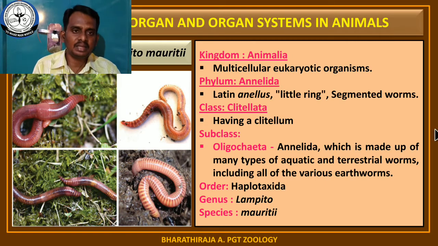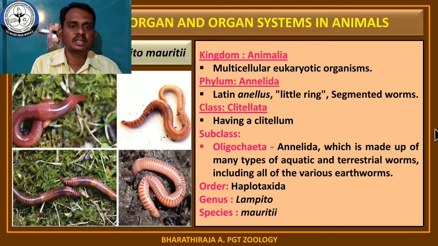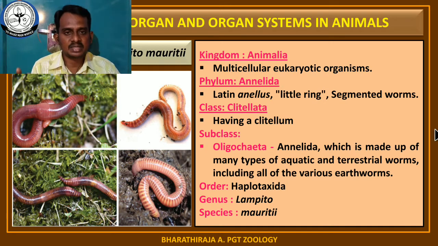Kingdom Animalia. Phylum Annelida, because of the presence of annulus rings. Class Clitellata, because of the presence of clitellum. Subclass Oligochaeta, because of the presence of body setae. Body setae are a locomotory structure in earthworms, the movement organ. Order Haplotaxida, genus Lampito, species mauritii. Okay.